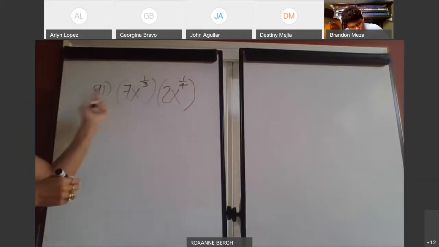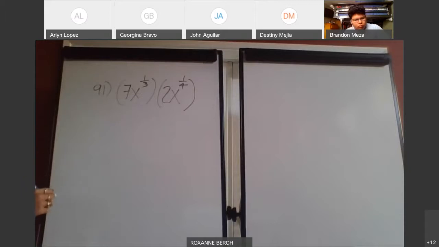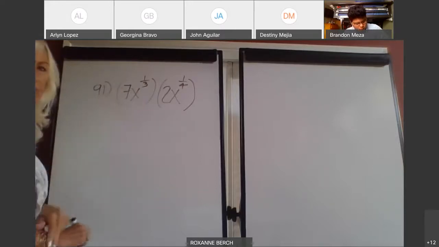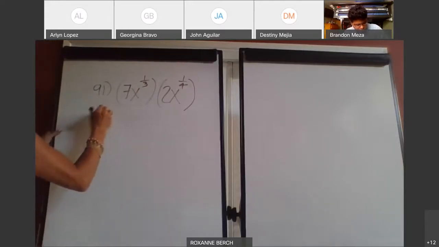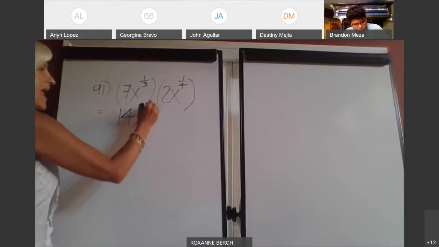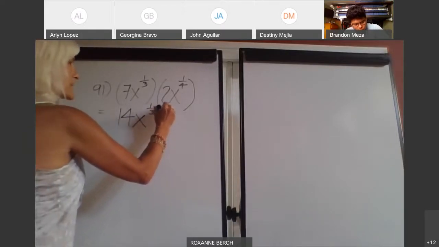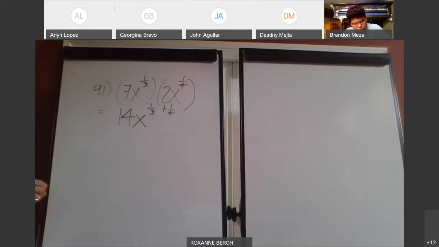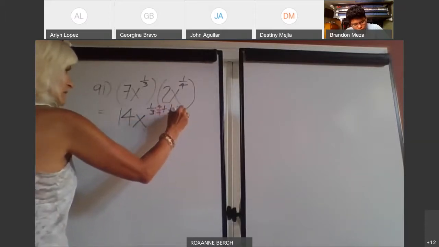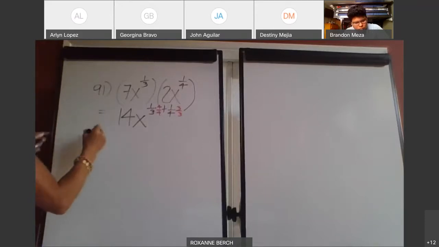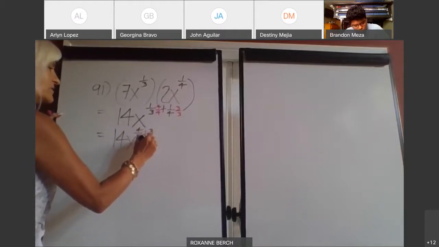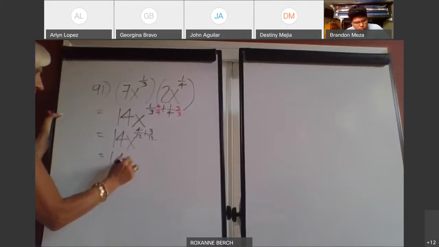So this is a product, multiplication. The one we did before was division. So remember, when you multiply monomials, you add the exponents. When you divide them, you subtract. So what you do on this, you just multiply the 7 and the 2. And the product rule says to keep the base and add the exponents. And so once again, we have to get a common denominator, right? So you get 14x to the 4 twelfths plus 3 twelfths, which is 14x to the 7 twelfths.